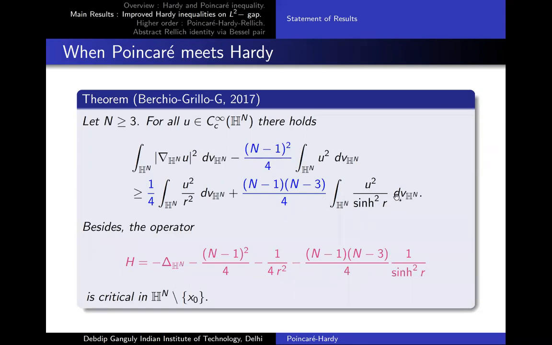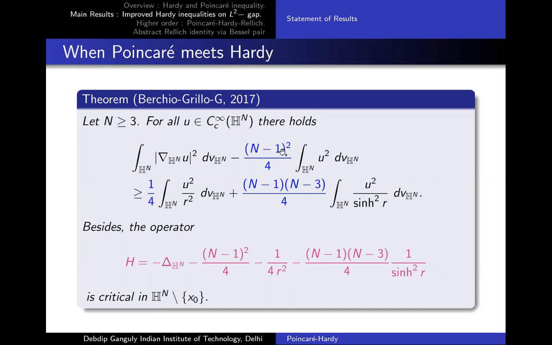That means you will not be able to find any positive W which is greater than this potential. And this makes the operator H critical. So this is the sharpest, and all these constants are sharp.